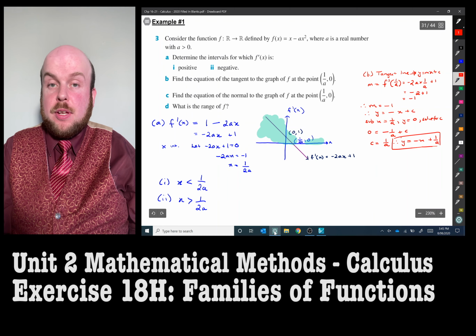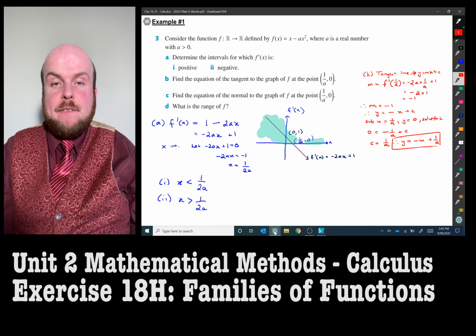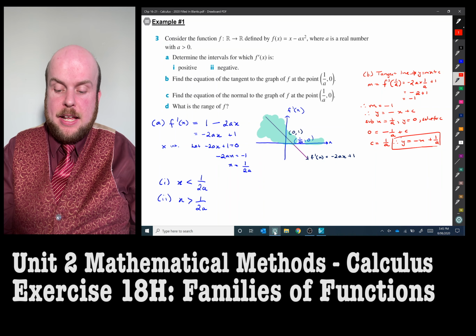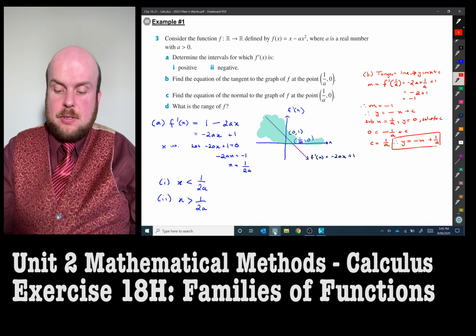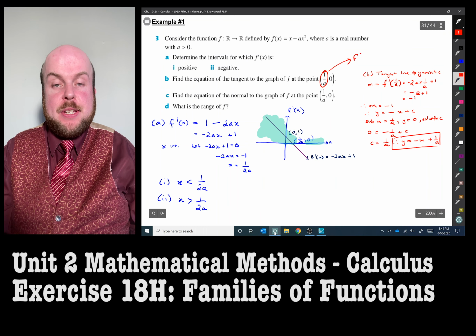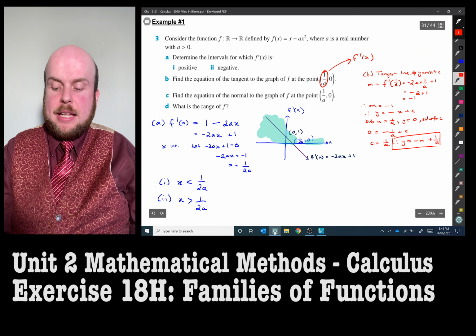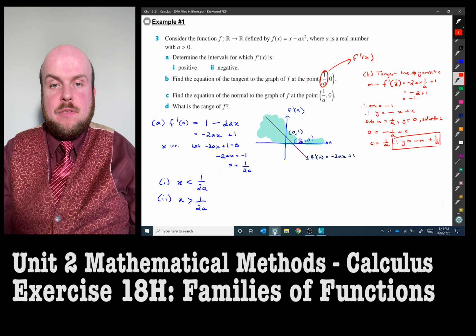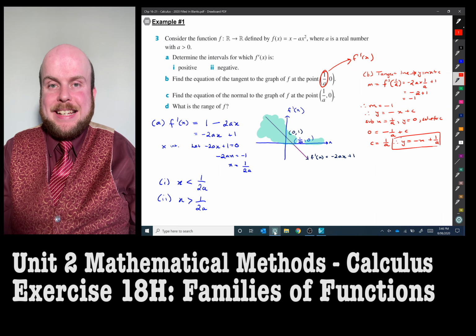For the equation of the tangent line, I substituted the x value 1 over a into the derivative. So I put that into the derivative. That got me the value of m, which in this case is -1. And then what I did is I substituted this entire set of coordinates into the format y equals mx plus c, for that will tell me the equation of a straight line being the tangent.